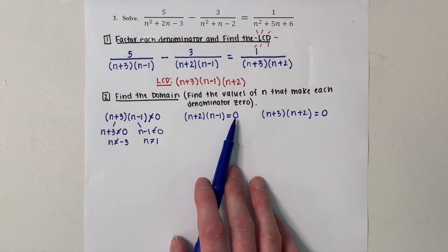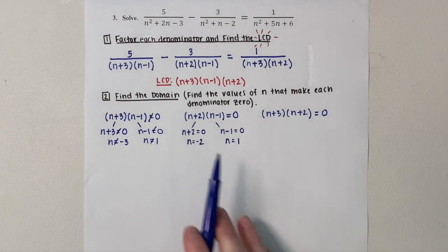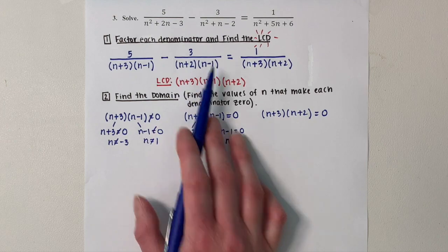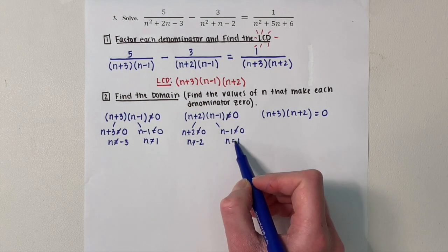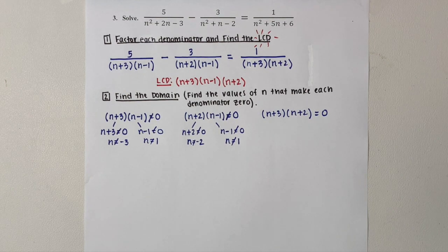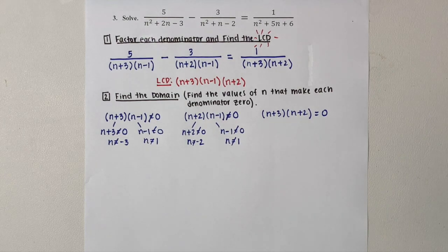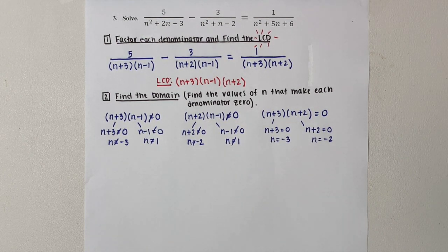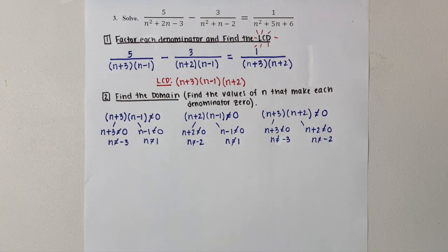Then to solve this, we can again set each factor equal to 0, and if we solve that, we will get n equals -2 and n equals 1, but again, the denominator cannot equal 0, so these are our forbidden values, so I'm going to add slashes through the equal signs. Same thing here. To solve this, we just need to set each factor equal to 0, and if we solve that, we will get n equals -3 and n equals -2, and again I've added slashes through all of these equal signs.